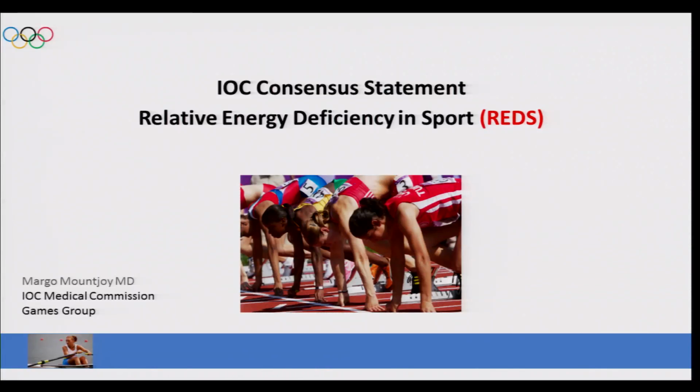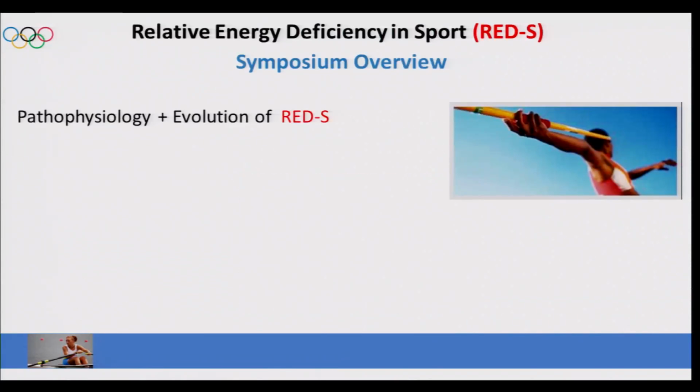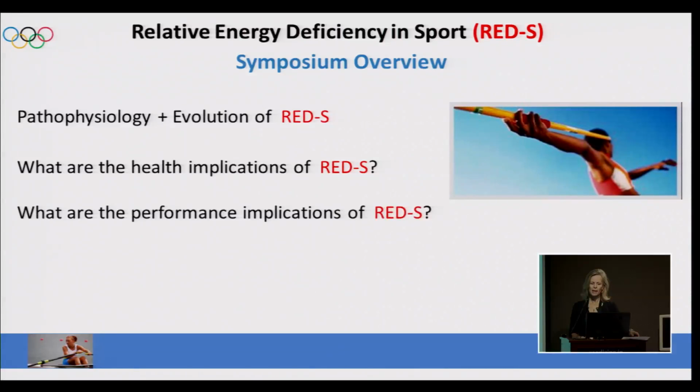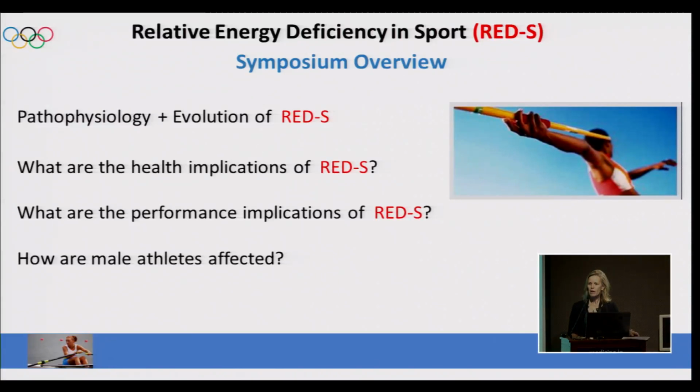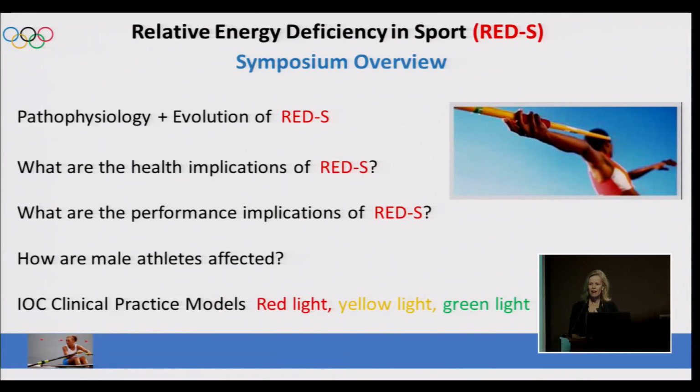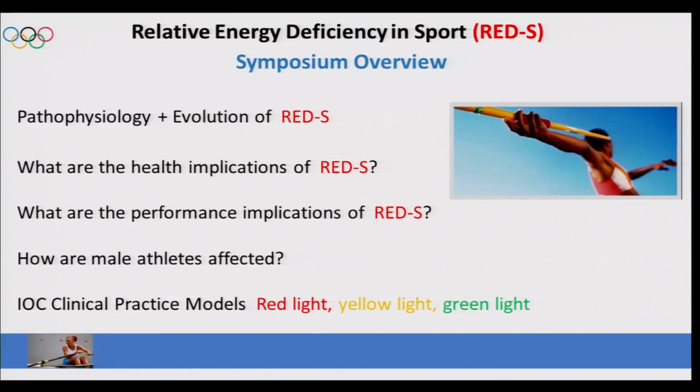So I'd like to spend the next while discussing this with you. The overview will start with the physiology and evolution of the concept of relative energy deficiency, review health implications, followed by performance implications, and spend a little bit of time on the male athlete, because this is the main change that we are introducing. And then finally introduce the REDS clinical assessment tool, or the REDS CAT, and the models for screening and return to play.